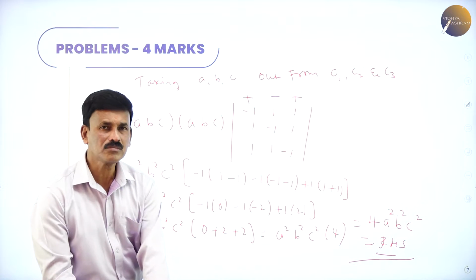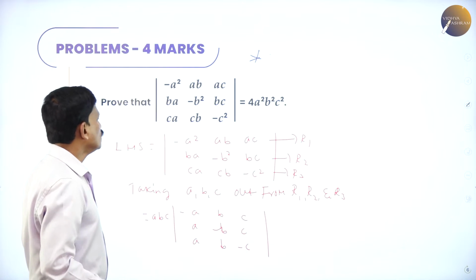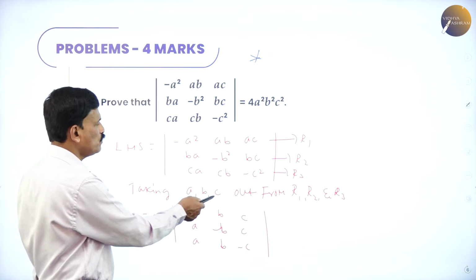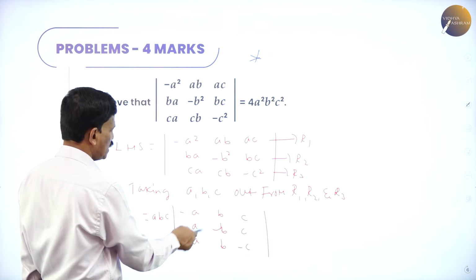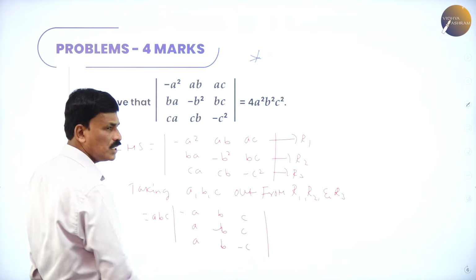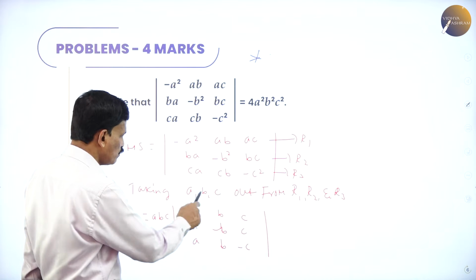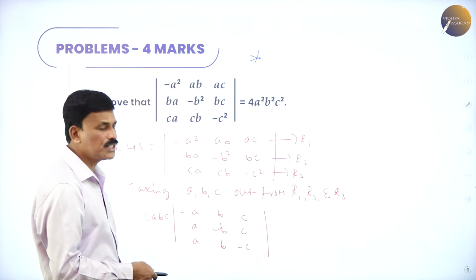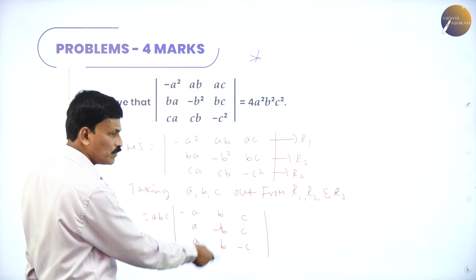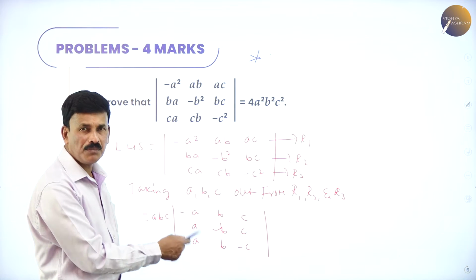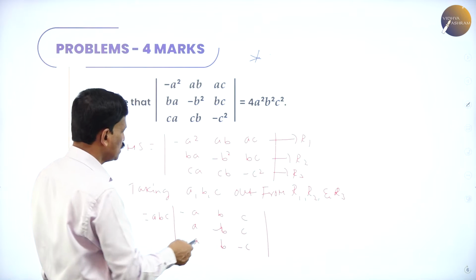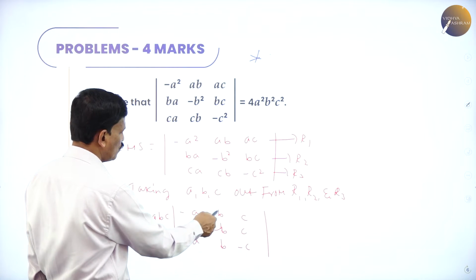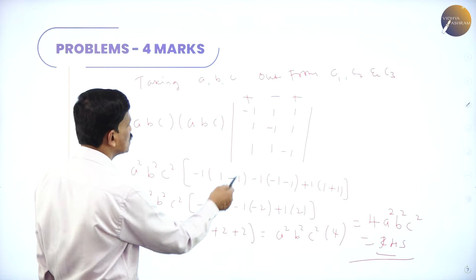Let me explain once again. Taking a, b, c out from row 1, row 2, row 3, we will get minus a, b, minus b, c and minus c. Again taking a, b, c out from C1, C2 and C3, in column number 1, 2 and 3 we have a, b and c as common factor. So a, b, c are taken out. Then this becomes 1, minus 1, 1, 1, 1, minus 1, 1, 1, 1, minus 1.